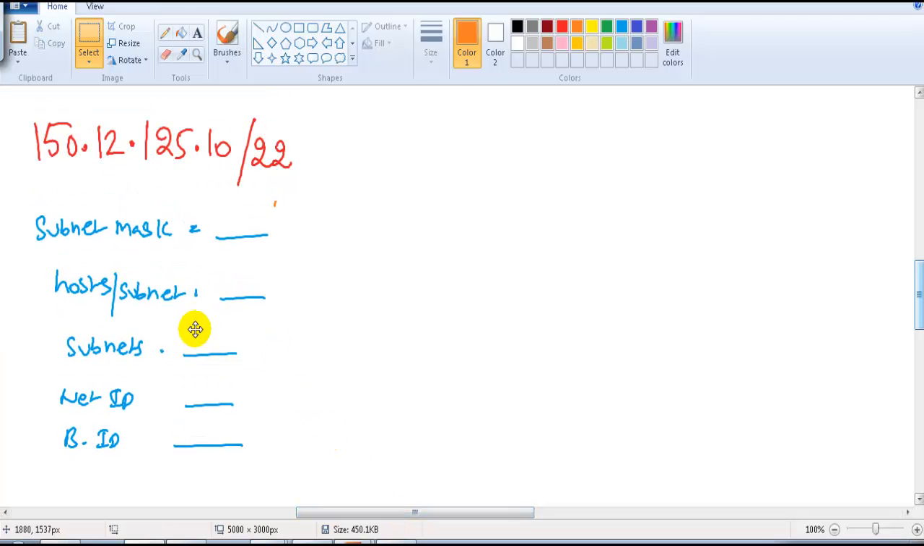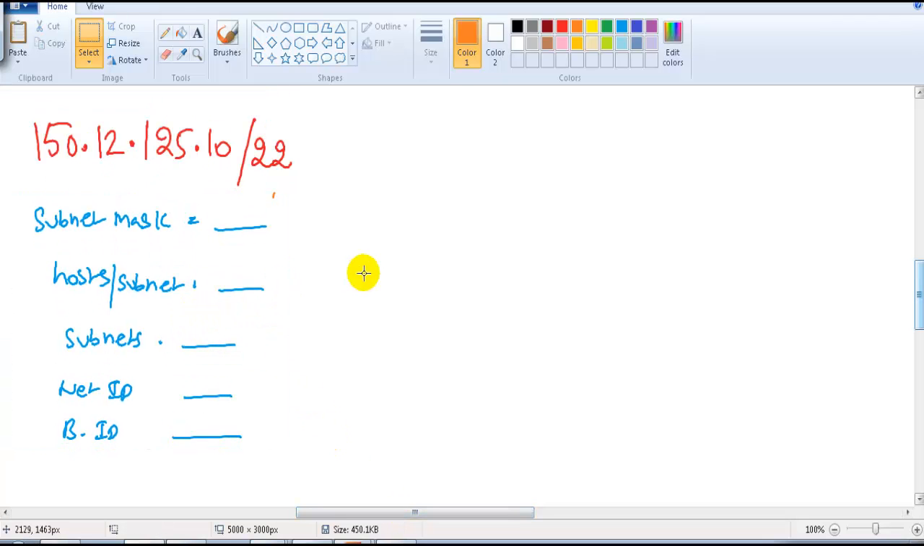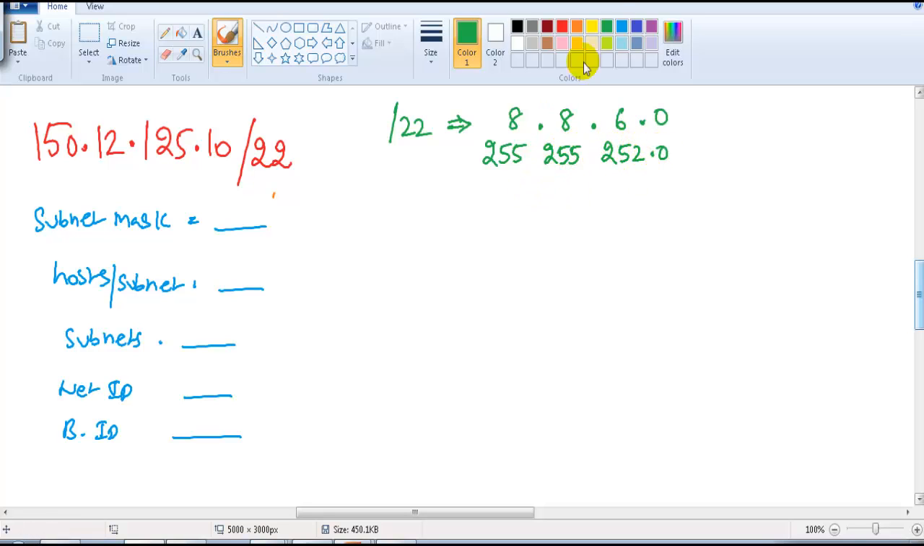Now it's a B class address, as we can see by looking at it. Let's figure out the first three answers first, and then come back to the network ID and the broadcast ID. First, the subnet mask. To find it, we take /22. We write 8 plus 8 is 16, 16 plus 6 becomes 22, and the last portion will be 0. So the subnet mask will be 255.255.252.0.